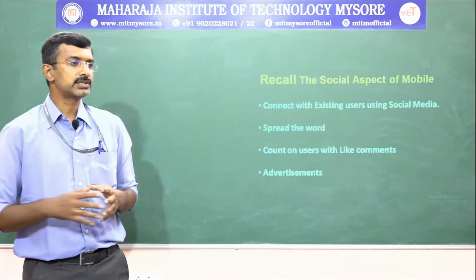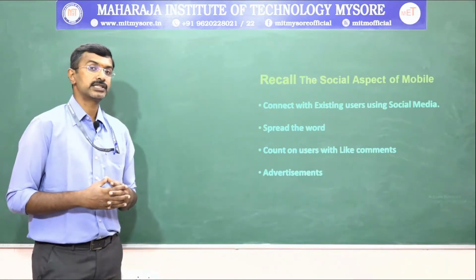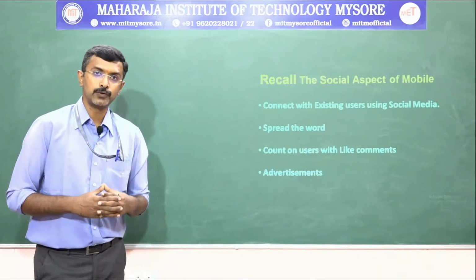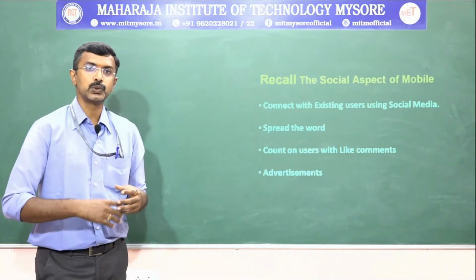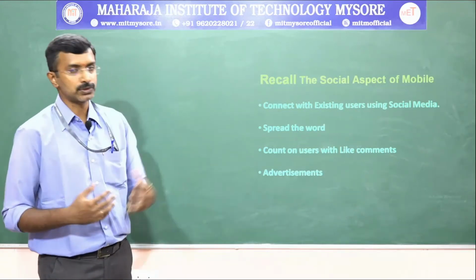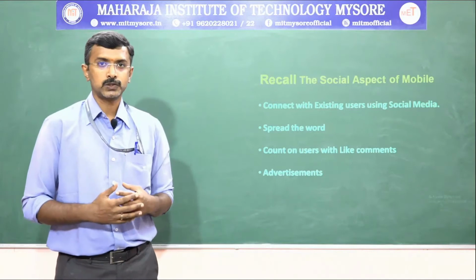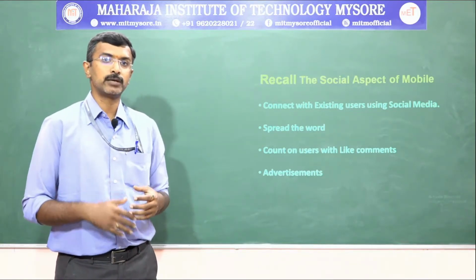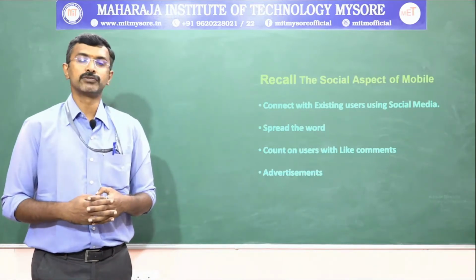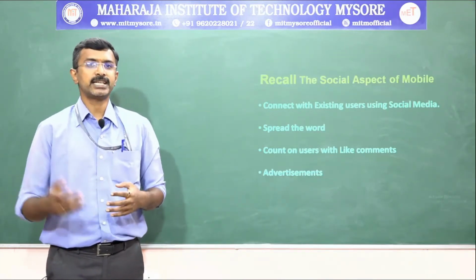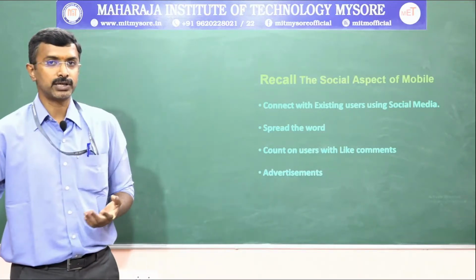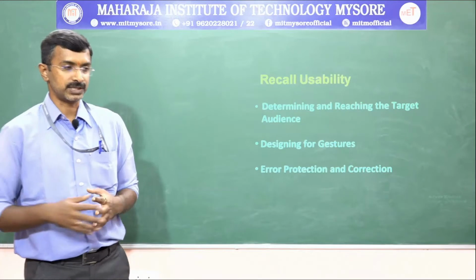Next, we discussed the social aspect of mobile, which means how do we market it? How do we make the applications reach everyone? These are part of the users. How do we reach out to the users? How do we market it? Is it good to go with word of mouth, or shall we make use of social media? Shall we make use of advertisements? So the various aspects of reaching out to the users we discussed in the previous class. It is also part of the mobile application users.